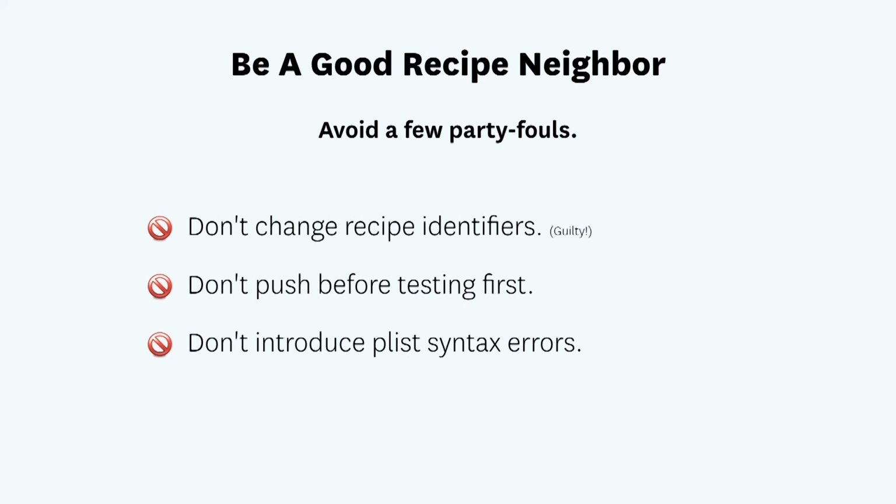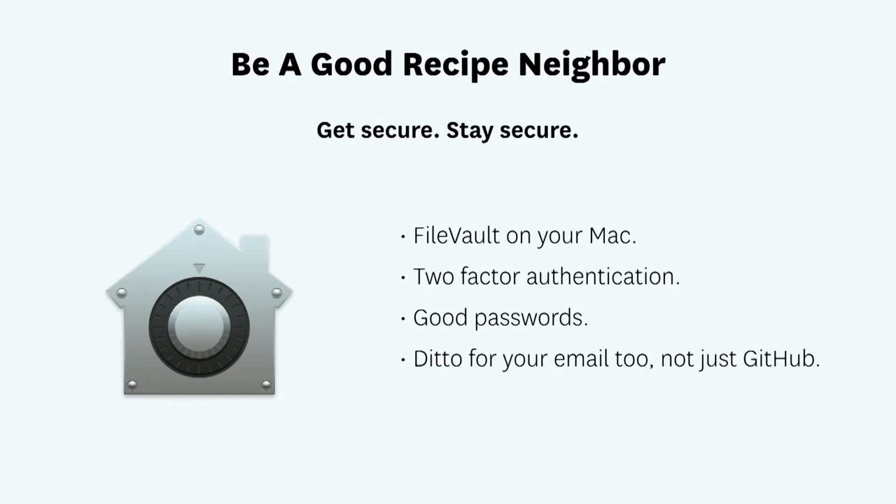Don't introduce plist syntax errors because it could potentially prevent people from running any recipes in any repo if they're doing certain things in AutoPkg, we've seen. Yeah, we can skip ahead because we're running out of time. But also make sure that you're secure: FileVault, two-factor, good passwords. If you're going to have a recipe repo, you owe it to the people who are subscribing to that repo to keep yourself safe.